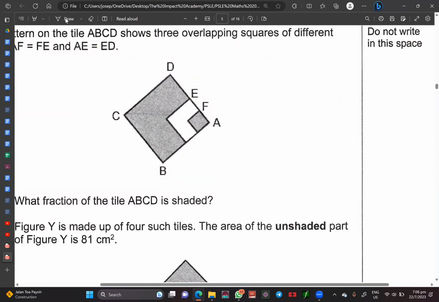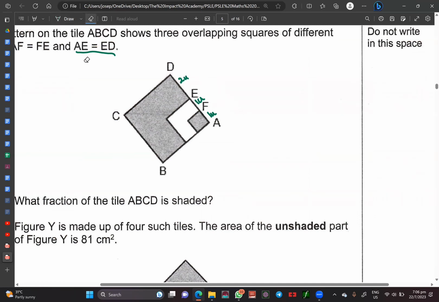So here's how to do it. If AF is equals to FE, I can say that this is 1 unit, this is 1 unit. So that's the first thing that I want to do. And if this is 1 unit, this is 1 unit, I can move on to the next part. It says that AE, which is the whole thing, is equals to EB. So that means this is 2 units. So that means this is 2 units.